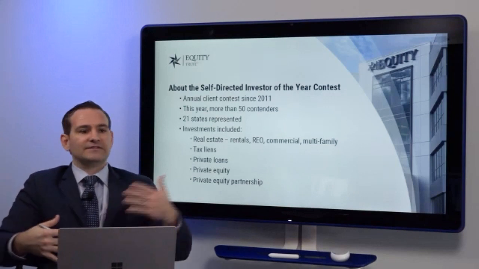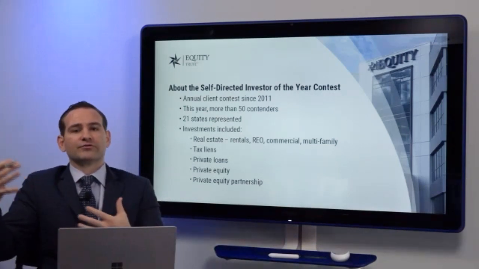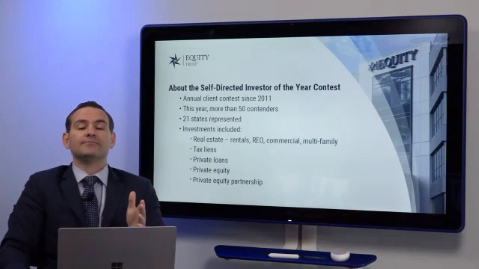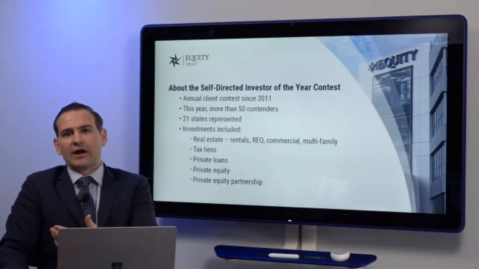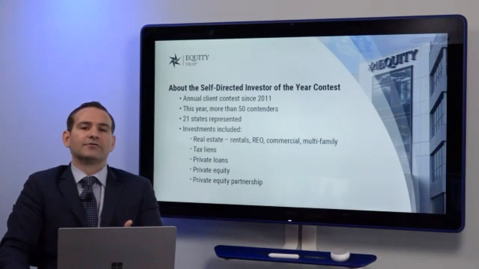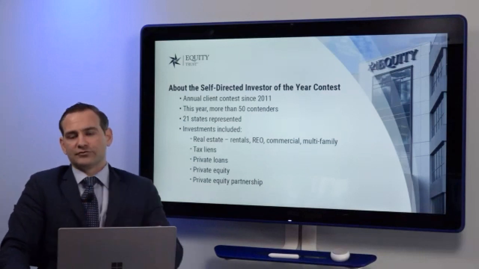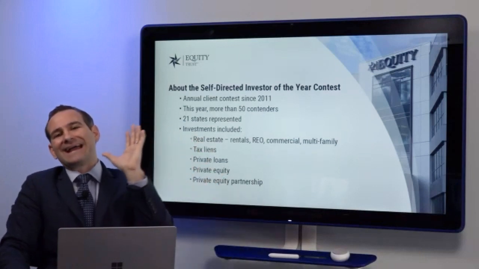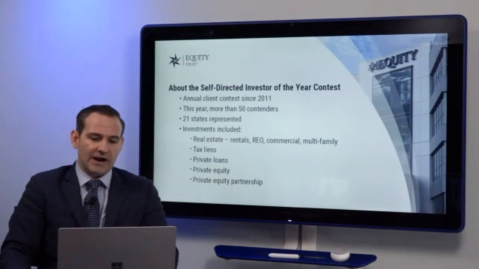So it wasn't in David's LLC. It wasn't in David's personal property trust or land trust. It was his Equity Trust IRA. And then from there, as David described, all of the fix up and repairs were paid for from the self-directed IRA. And then, of course, all rental income goes directly back into the self-directed IRA.